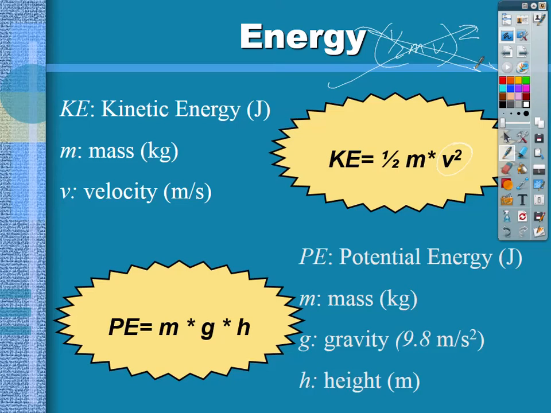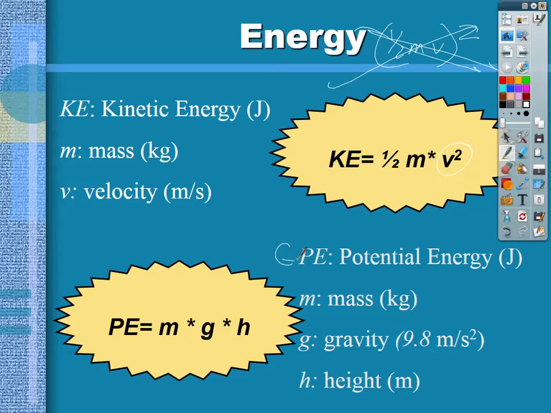Then we also have gravitational potential energy measured in joules because energy is joules. It doesn't matter what type of energy, it's measured in joules. And potential energy is mgh. Mass times gravity times height. Nothing squared there. Just multiply all three together.